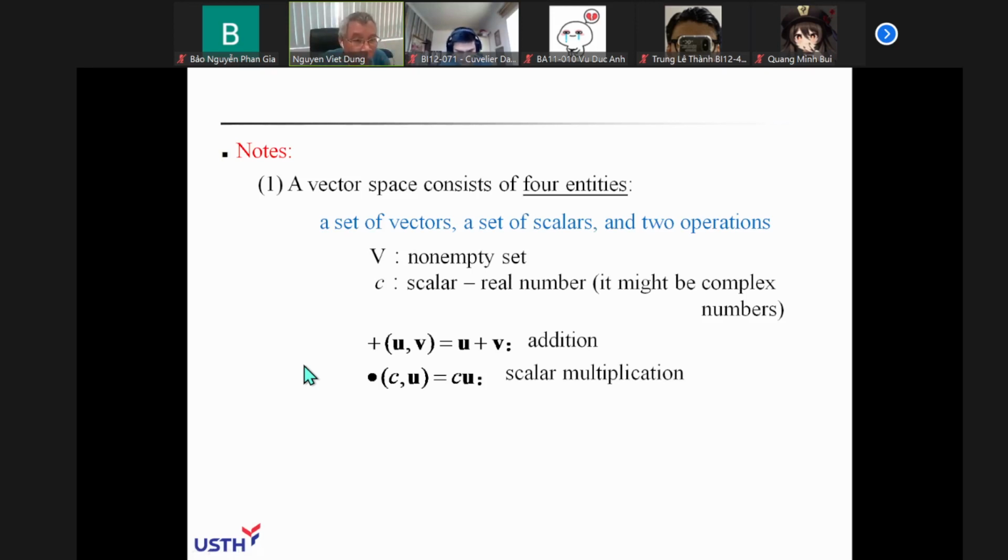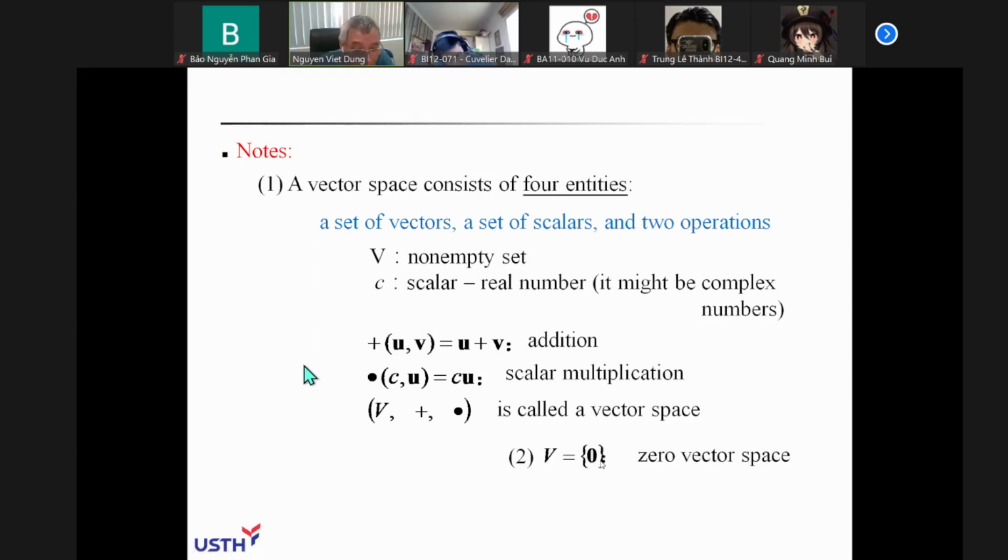However, I say that a vector space consists of four things. You should remember that. And this first example, V and two operations like that, will be called a vector space. Sometimes, on the same set V, if you define another operation, it might not be a vector space. You are going to see that today.